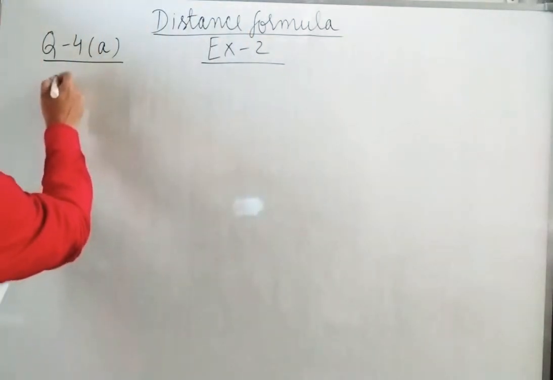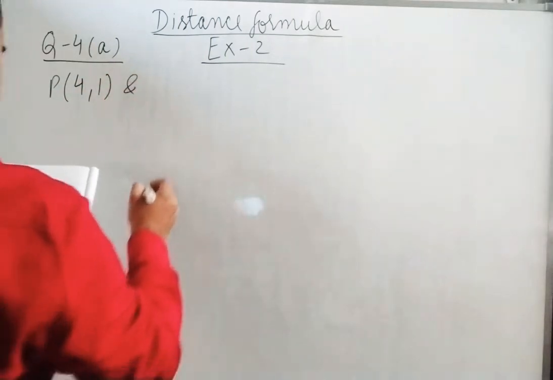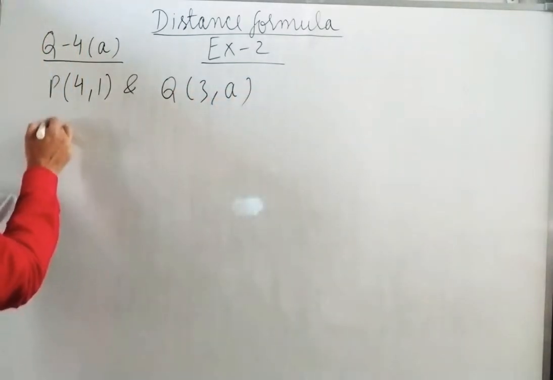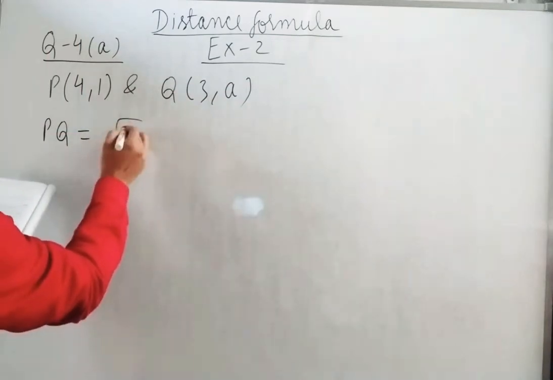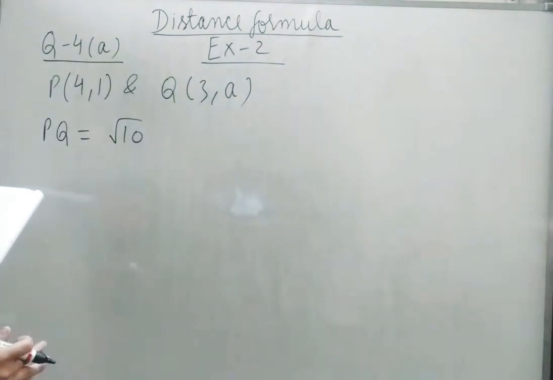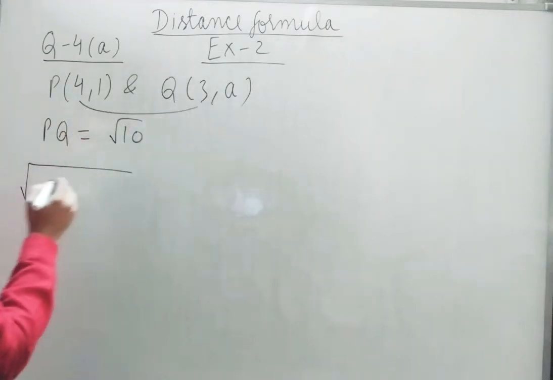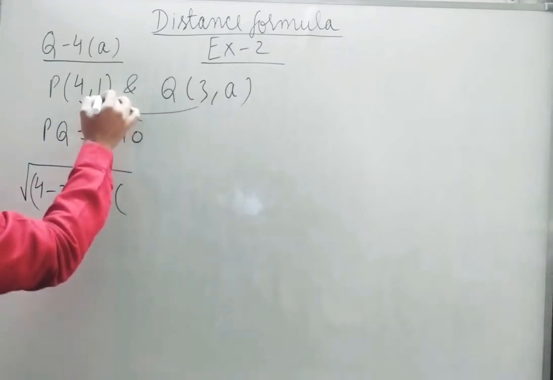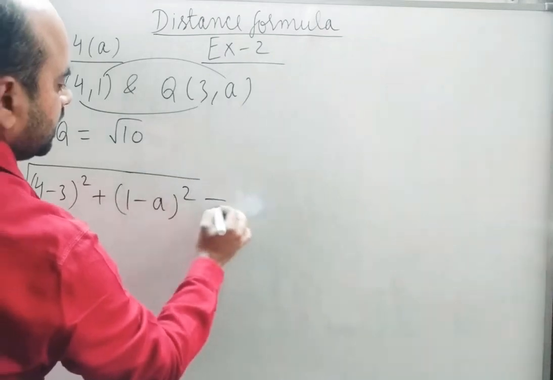So suppose P is (4, 1) and Q is (3, A), correct? And PQ is given what? The distance between the 2 points is given as root 10, correct? So we can also calculate PQ using the distance formula with (4, 1) and (3, A). So the distance will be the difference of x coordinates, it means (4 minus 3) whole square plus (1 minus A) or (A minus 1) whole square, is equal to root 10.